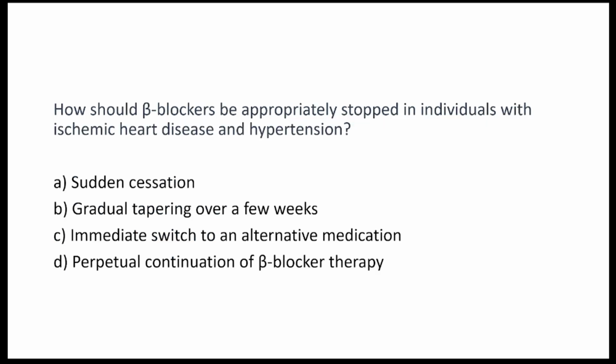Okay, how should a beta blocker be appropriately stopped in an individual treated with ischemic heart disease and hypertension? Sudden cessation, gradual tapering. What do you think? Sudden cessation is wrong. Gradual tapering over a few weeks is correct. Immediate switch, wrong. Perpetual continuation of beta blocker therapy, wrong. So this is the answer for this question.